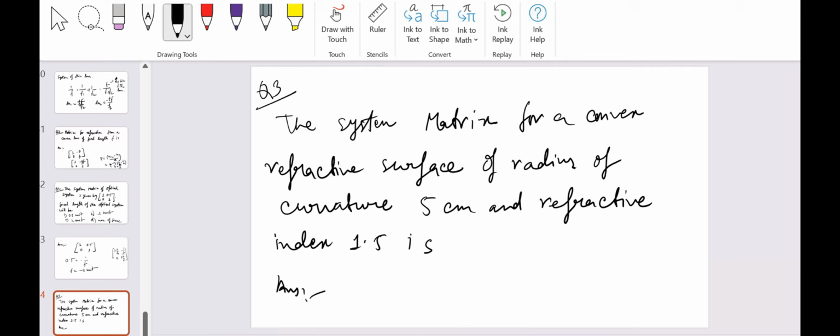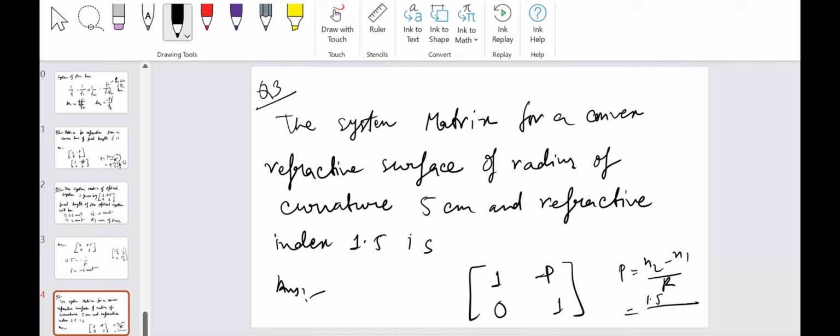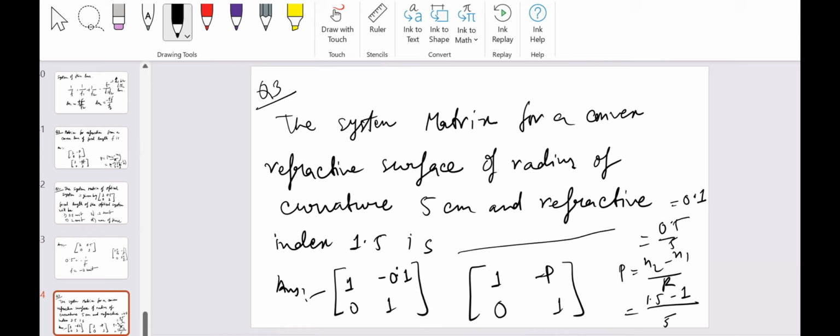For a convex refracting surface, we know that it is 1 minus p 0 1. So p is equal to n2 minus n1 by r, so it would be 1.5 minus 1 by 5. That would be 0.5 by 5, that is 0.1. So the answer would be 1 minus 0.1 0 1. That is the answer. We just need to obtain the p value.